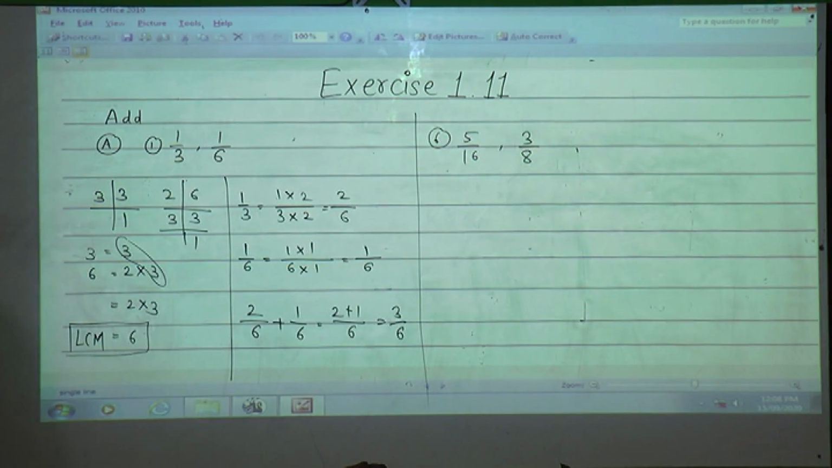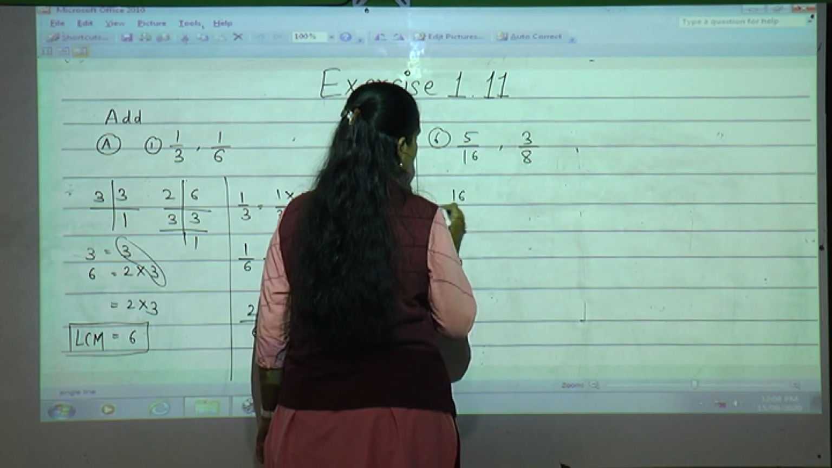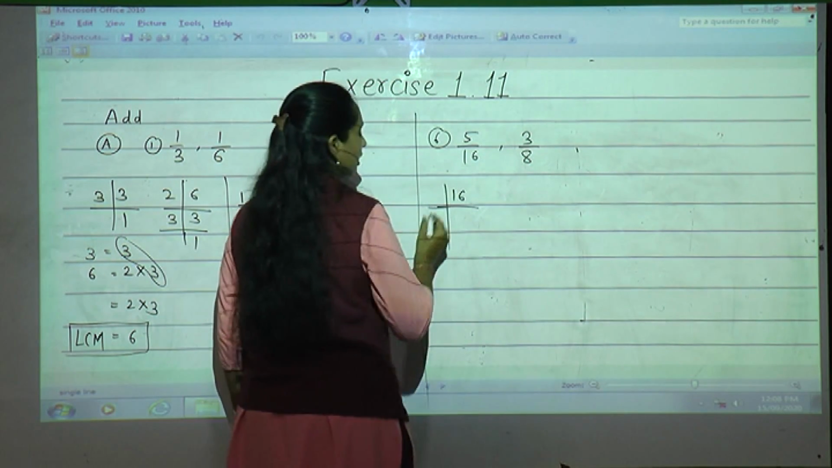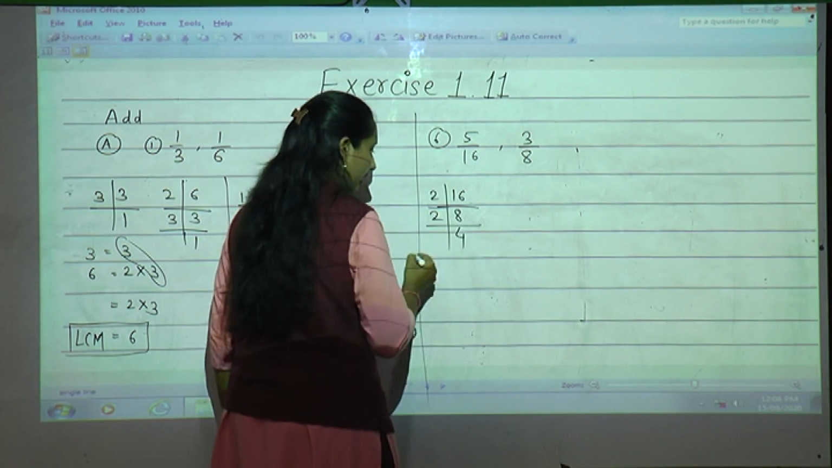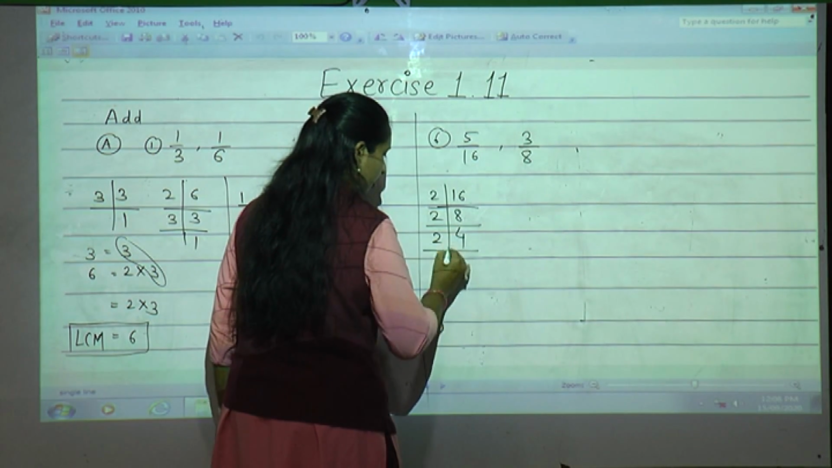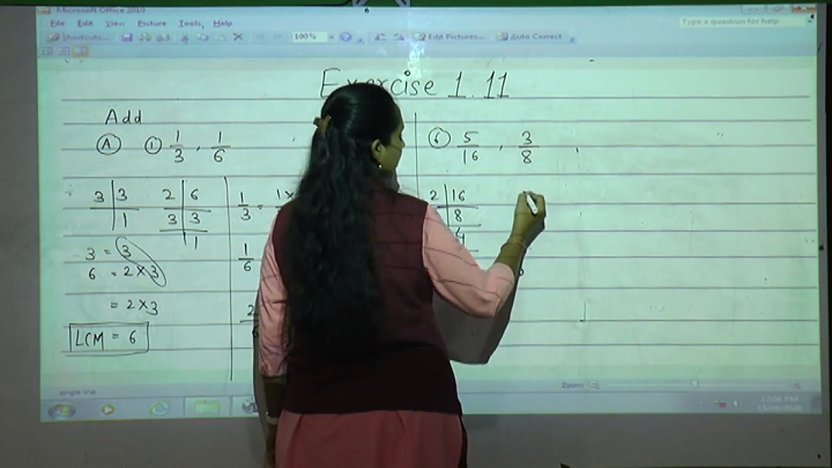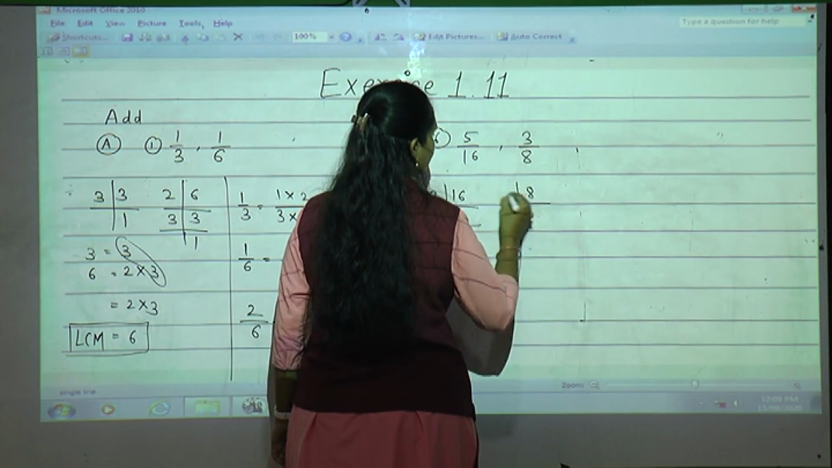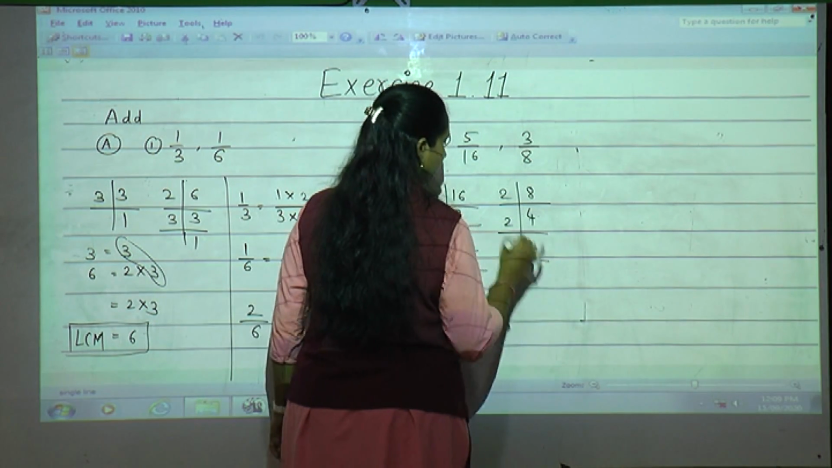See, the denominators are different. For that, what we have to do? We need to find out the LCM of 16 and 8. Now see, 2 8s are 16, 2 4s are 8, 2 2s are 4 and 2 1s are 2. The next is 8: 2 4s are 8, 2 2s are 4 and 2 1s are 2.